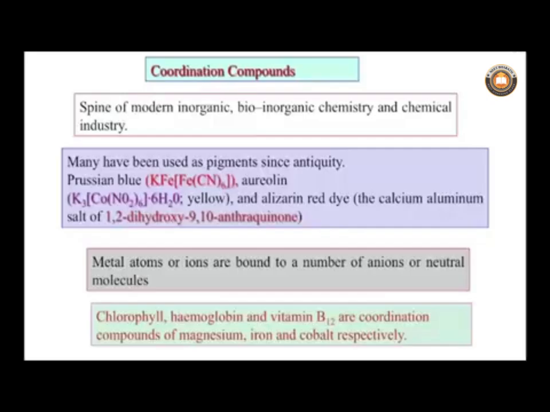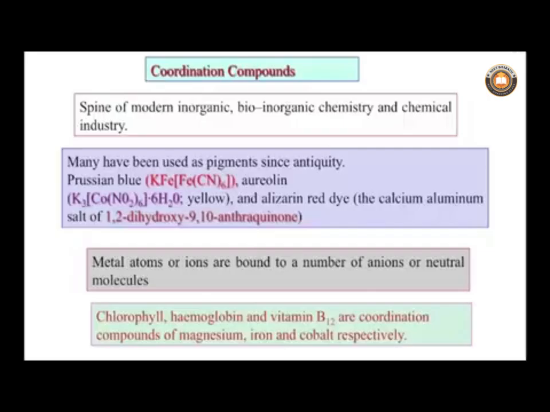Similarly, another yellow pigment, which is aureolin, is also a cobalt compound. And in this particular cobalt compound, what we see is NO2. That means the nitrite ion is there. So, nitrite can function as a ligand around cobalt.